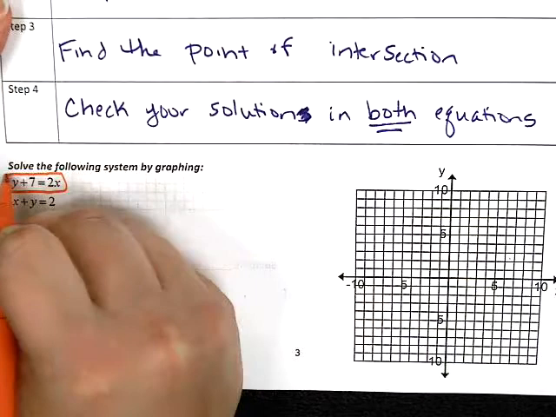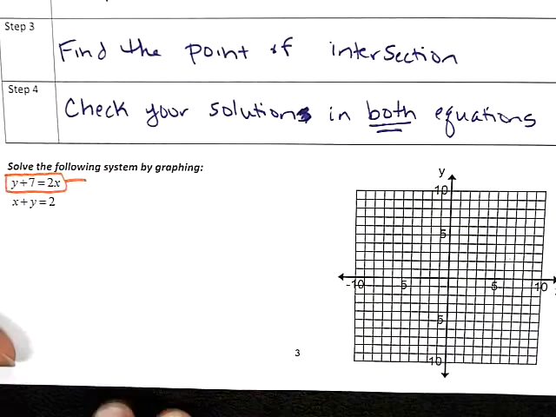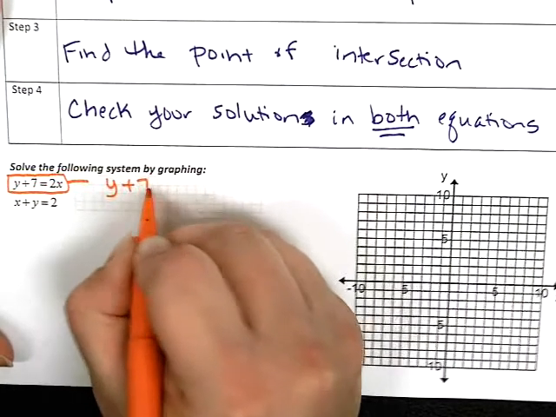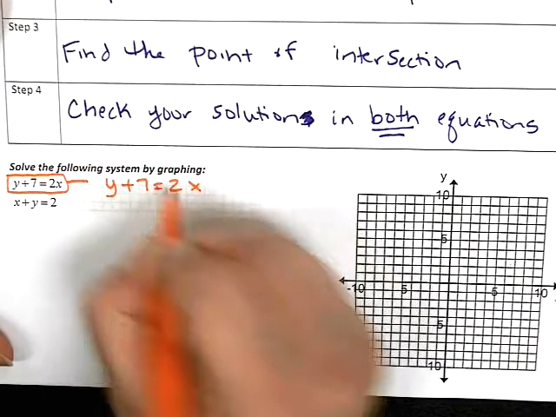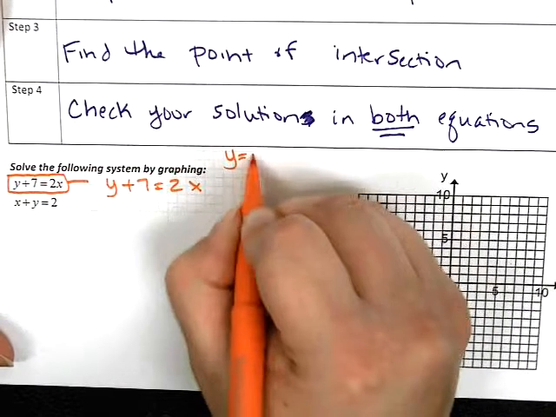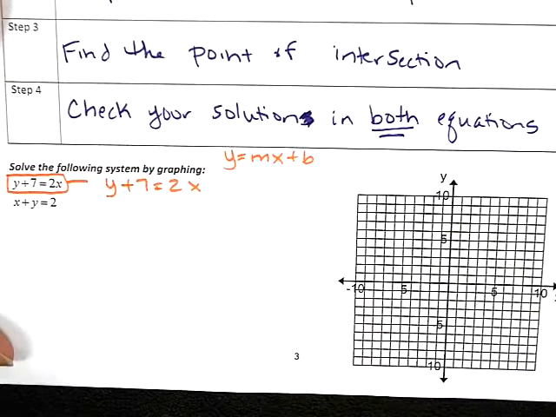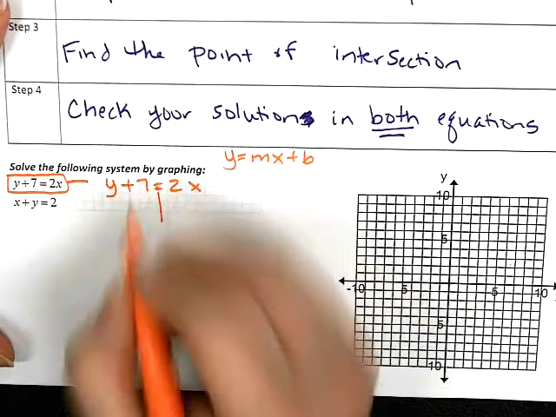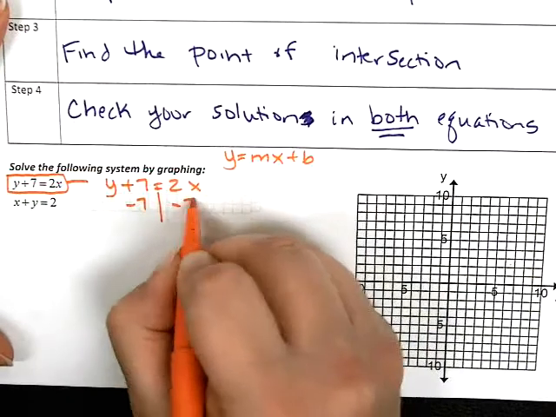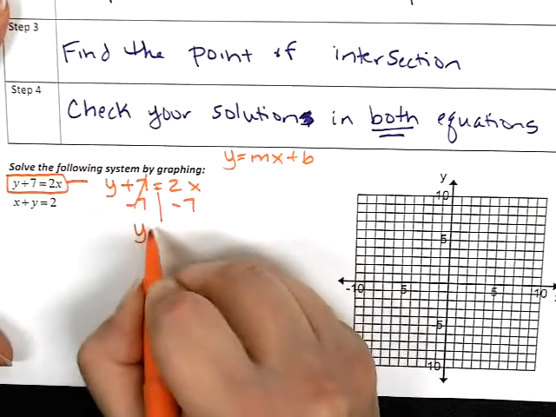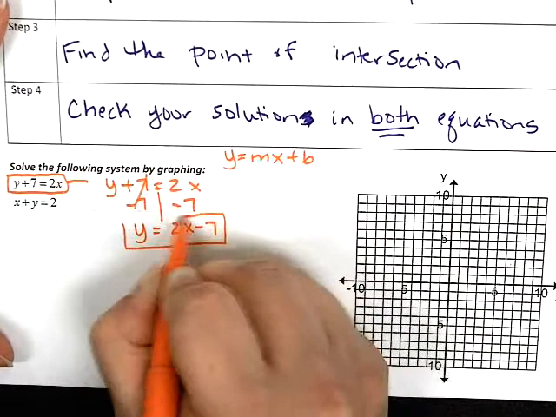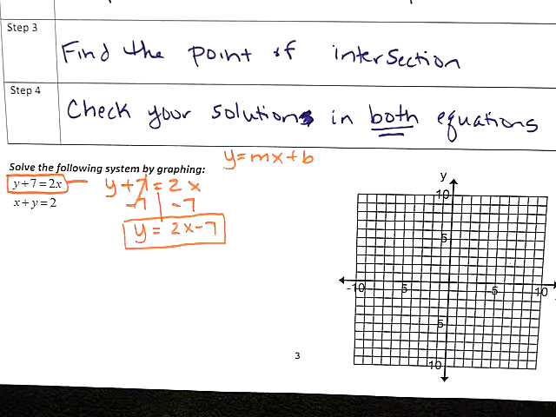So let's look at that first equation. Step 1 says we have to see if it's in slope-intercept form. Well, y plus 7 equals 2x is definitely not in slope-intercept form, because I want it to be y equals mx plus b, which means I need to solve for y. So I'm going to draw my wall and get y by itself. Subtract 7 from both sides, and I get y equals 2x minus 7. Now that equation is in slope-intercept form, and I'd be able to graph it really easily, right?